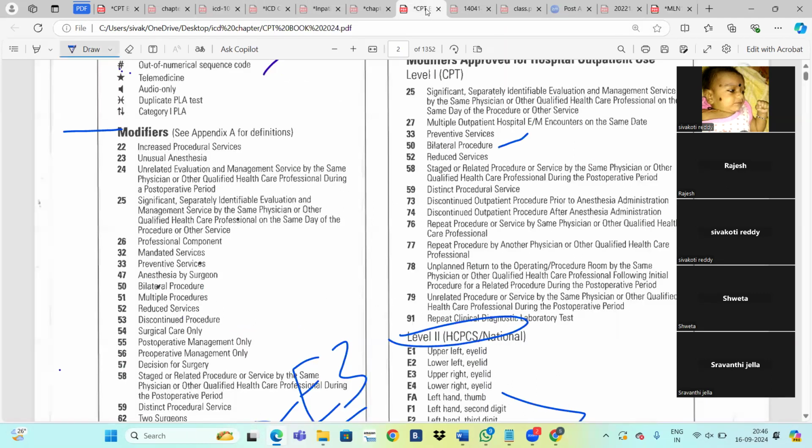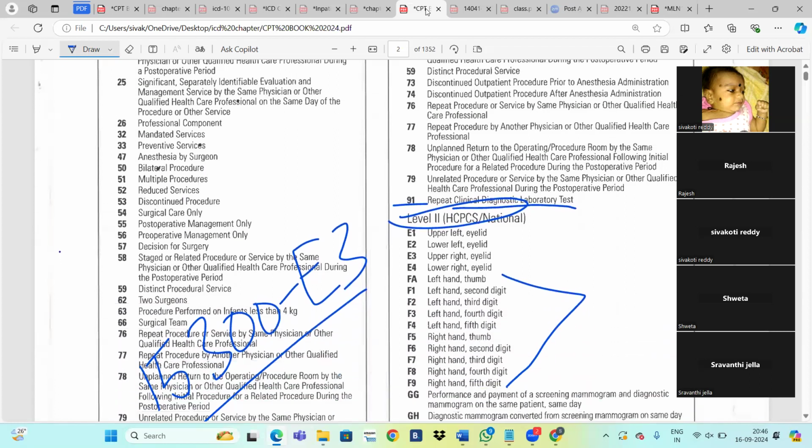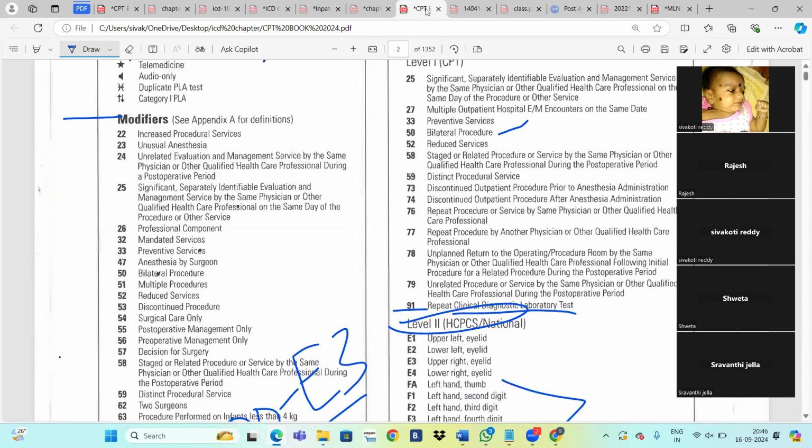Next, when will you use 91? If they repeat the clinical diagnostic laboratory test, meaning only pathology lab tests, which start with the 8 series. If they performed the same lab test two times on that day, you need to give 91, like CBC in the morning and evening, blood taken two times, CMP, COVID test. Any lab test performed two times, for the second CPT you can give 91. Clear?